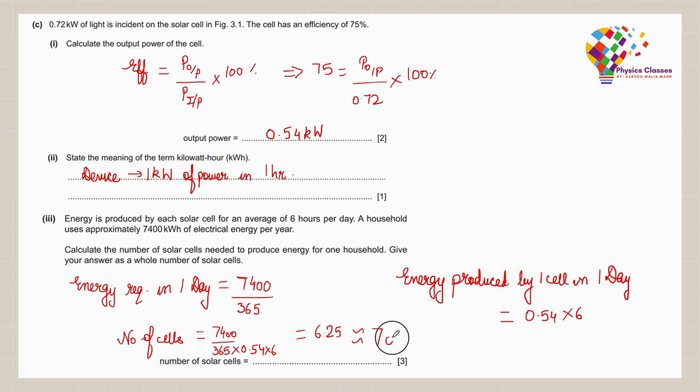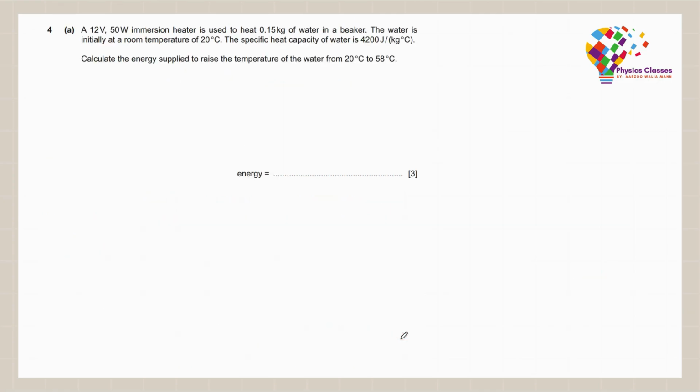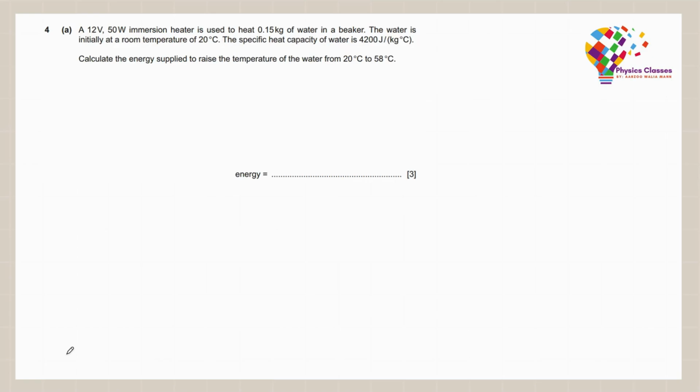Further, moving on, let's start talking about question number 4. Question 4a says that a 12 volt 50 watt immersion heater is used to heat 0.15 kg of water in a beaker. The water is initially at room temperature of 20 degrees Celsius. Specific heat capacity of water is 4200 joules per kg degree Celsius. Calculate the energy supplied to raise the temperature of the water from 20 degrees Celsius to 58 degrees Celsius.